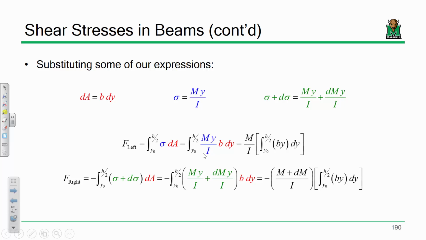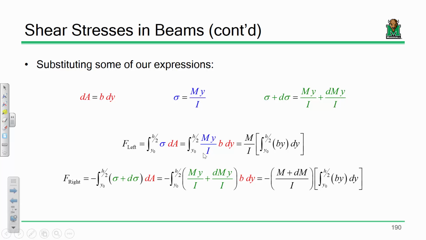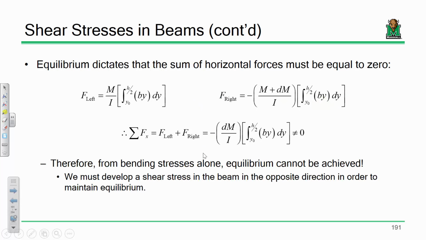I know it's getting a little messy. Don't worry, I'm not going to make you write all this out because I know it's a little hairy. But all I'm doing here is making some substitutions. Anytime I see a dA, I'm replacing it with b dy. Anytime I see a sigma, replace that with My over I. And anytime I see a sigma plus d sigma, replace it with that. Simplify it out, do a little bit of rearranging, and I get the force on the left, force on the right. Now, if I sum those forces up, if I say that the sum of forces on the left and the sum of forces on the right, if I sum them up, I don't get 0.